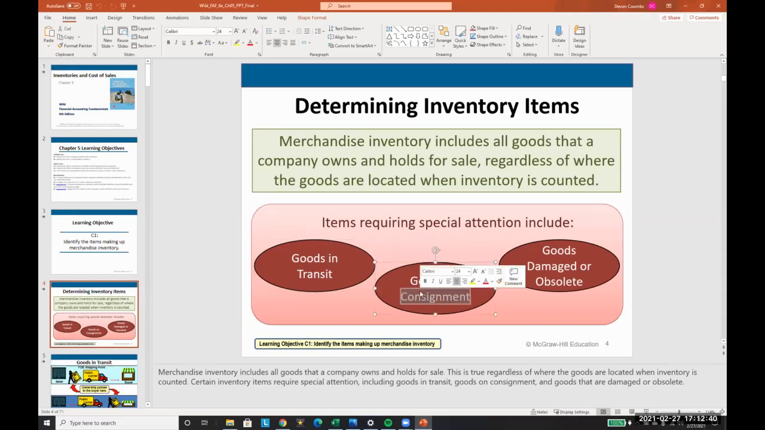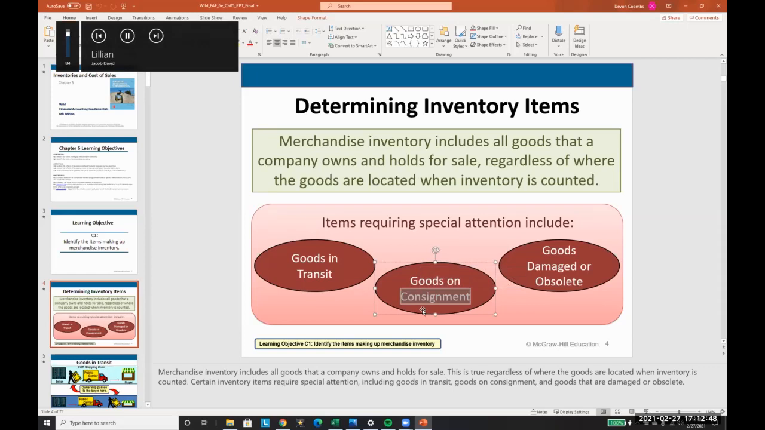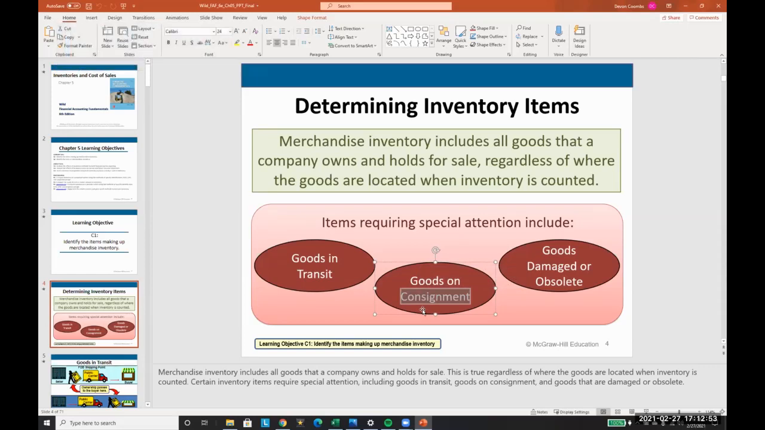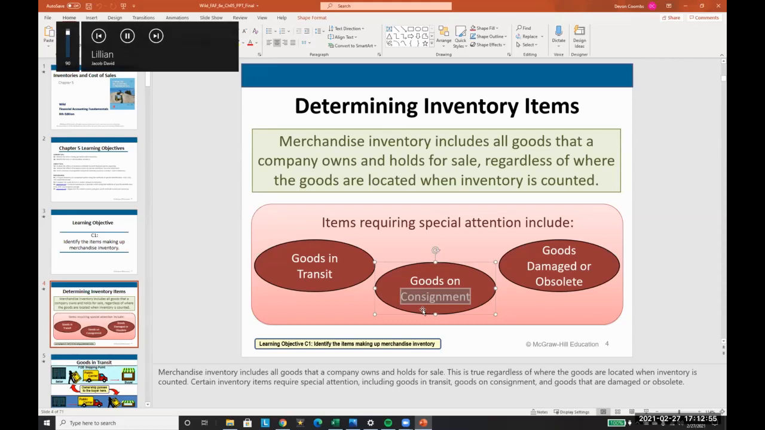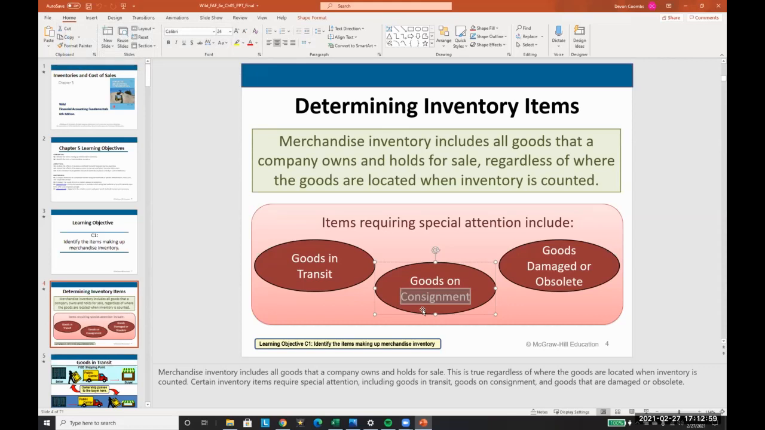What about goods on consignment? Does anyone know what consignment means? It's when you don't own the product, but you're selling it for someone else. Yeah, you keep a share of it. That's a great way to think of it. Some car dealerships do this, where they're selling cars for the car manufacturer.